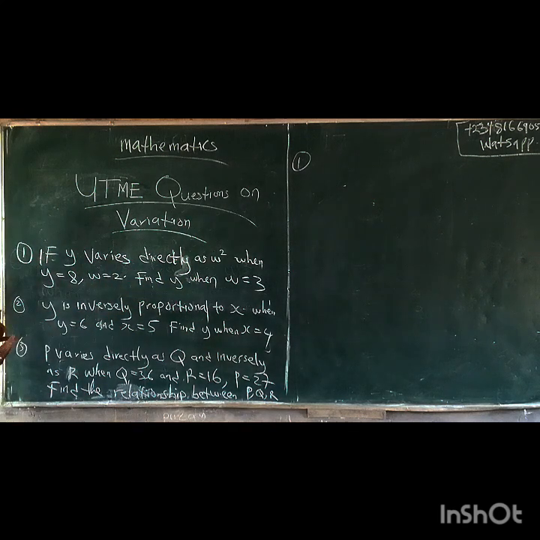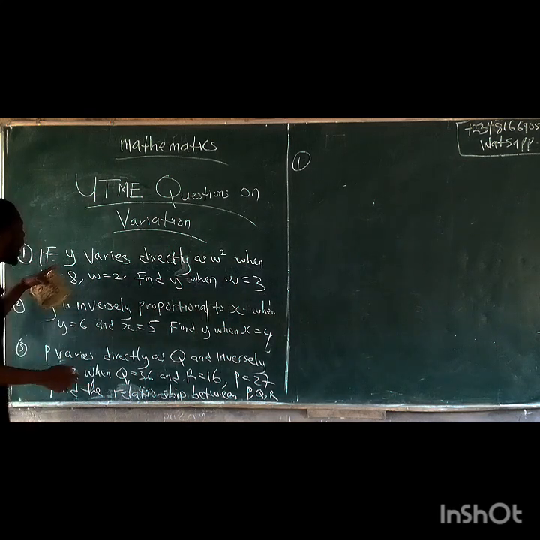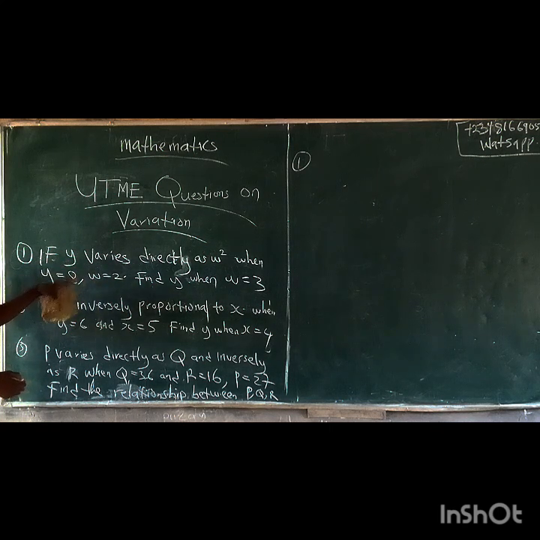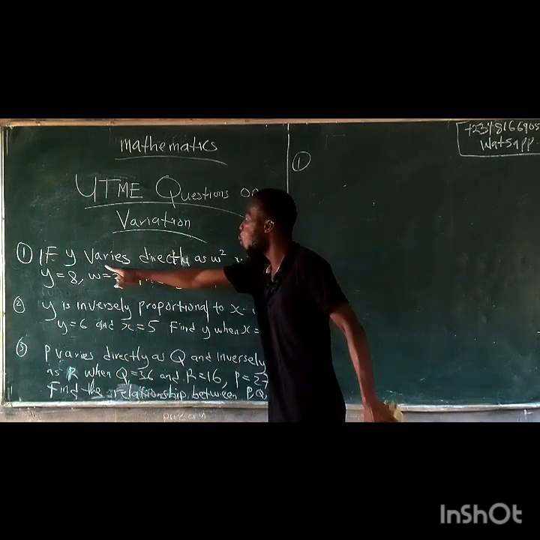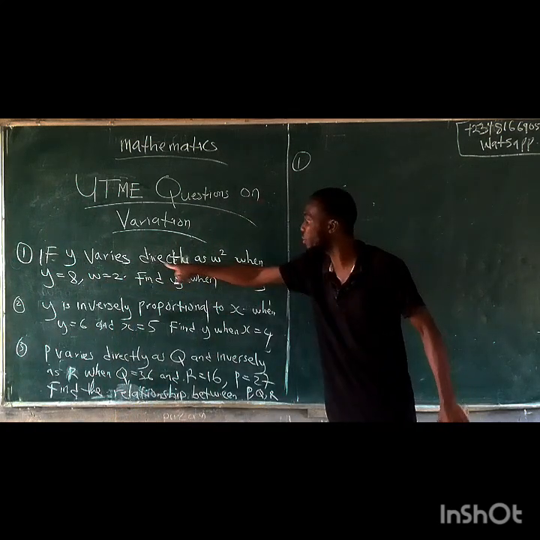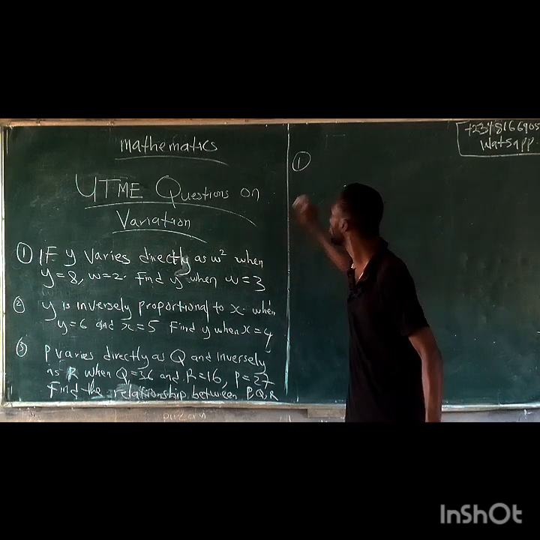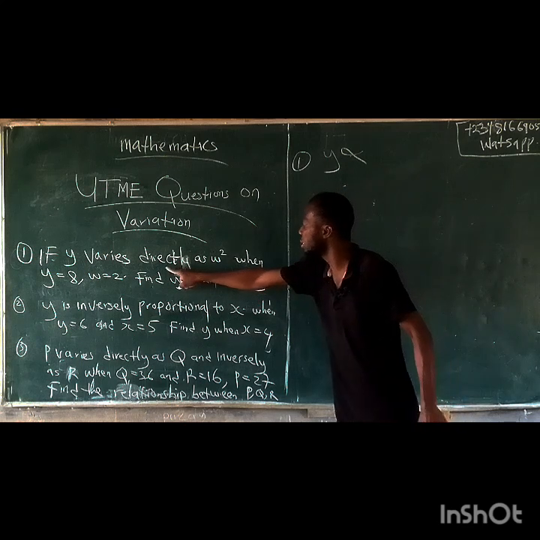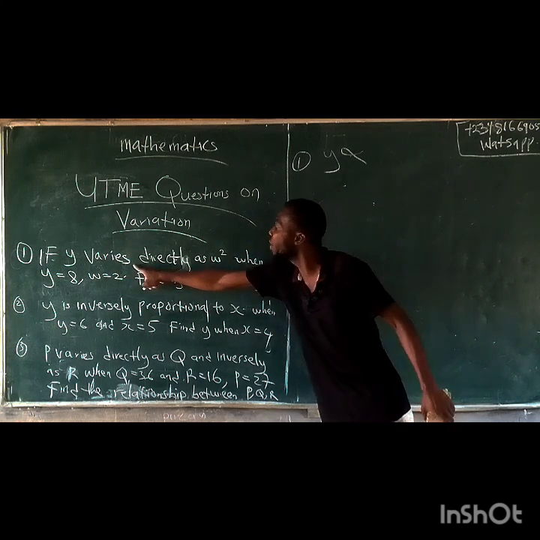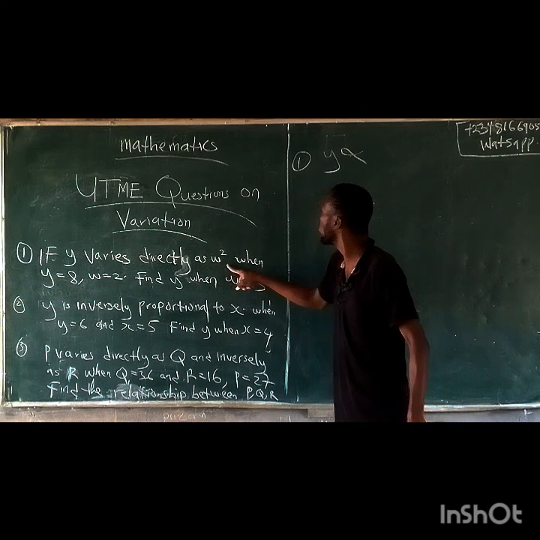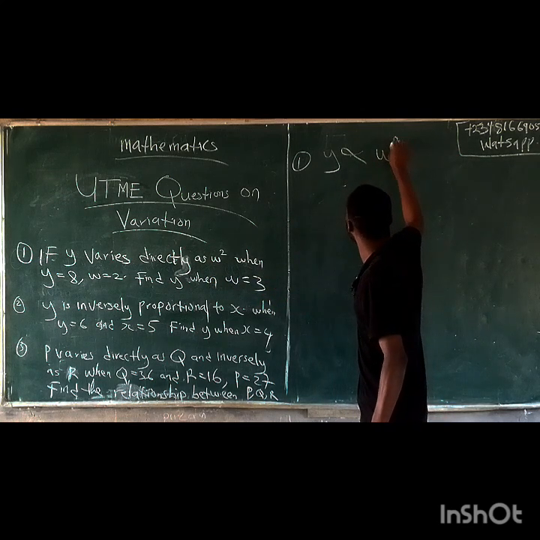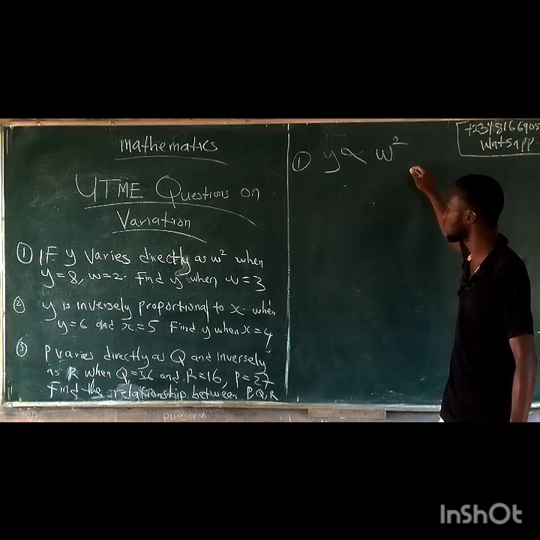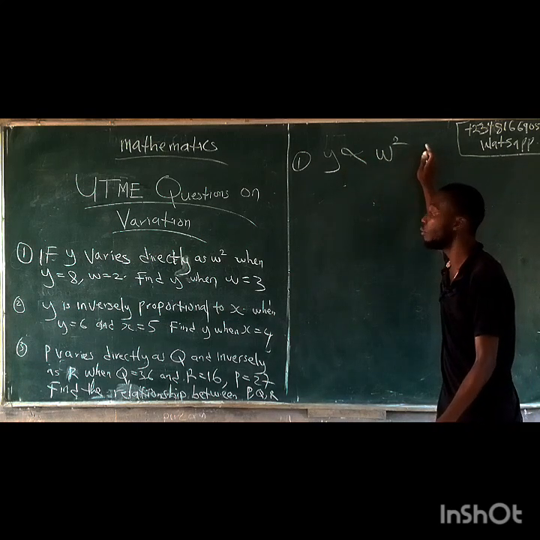So how do I express this in mathematical form? Look at the way I'm going to express this word problem. They said y varies directly, and we know that this is direct variation. So y varies directly as w squared, that is w raised to the power 2. This is the relationship.